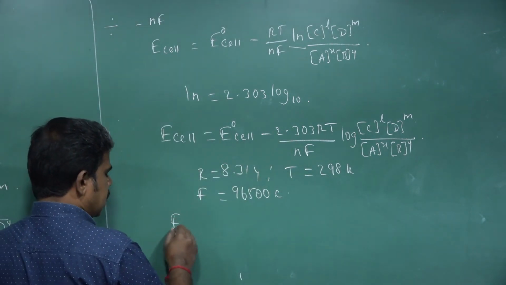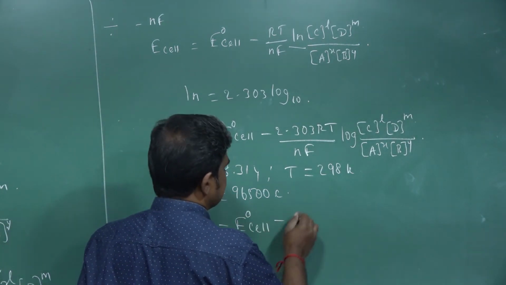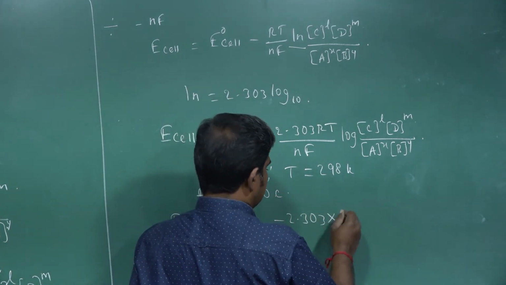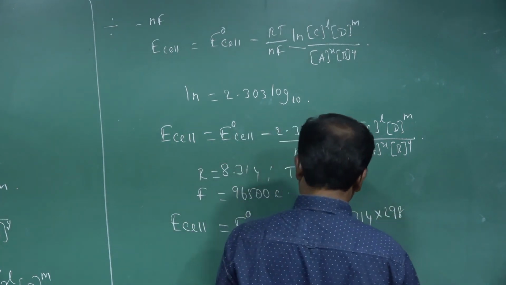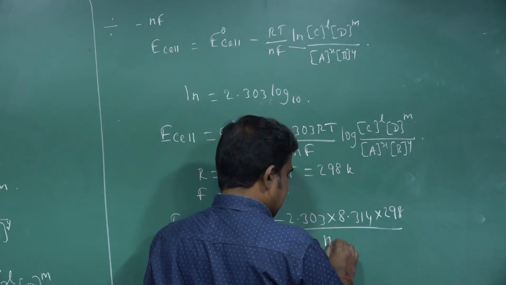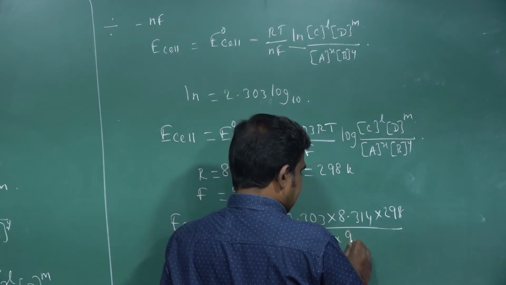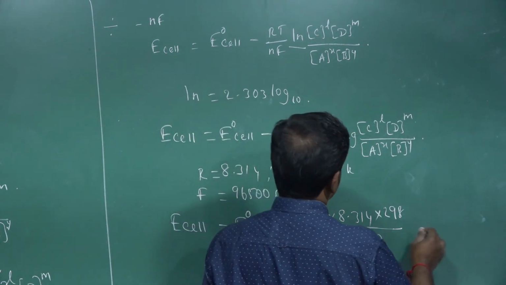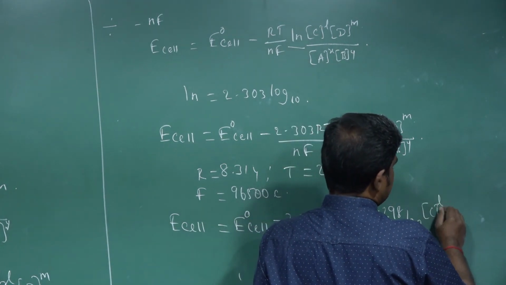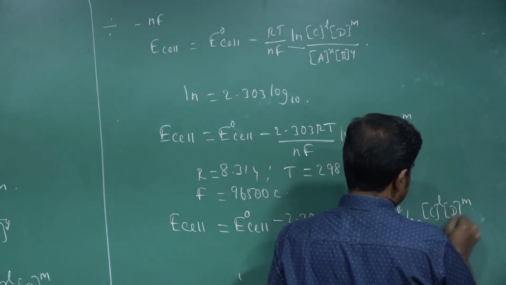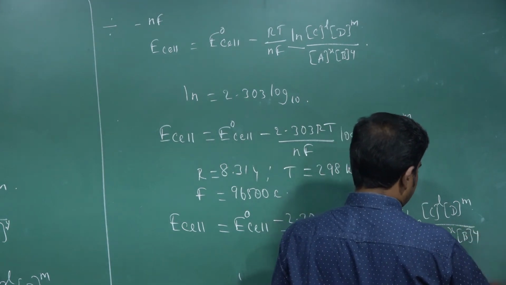Then what will happen? Here E cell is equal to E naught cell minus 2.303 into R, 8.314, into T, 298, divided by n, the number of moles of electrons transferred, and Faraday, it is 96,500 coulomb, into log of concentration of C power L and concentration of D power M divided by concentration of A power X and concentration of D power Y.